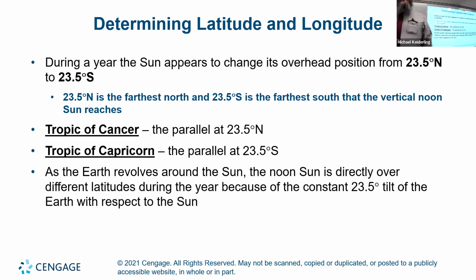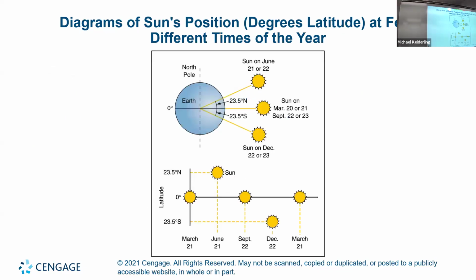So as the Earth revolves around the sun, the noon sun will be directly over different latitudes during the year because of the constant 23.5 degree tilt of the Earth with respect to the sun. And so you get 4 special dates. The solstices: there's the summer solstice, which is June 21st or 22nd, and there's the winter solstice, which is December 22nd or 23rd.